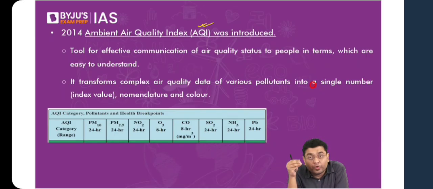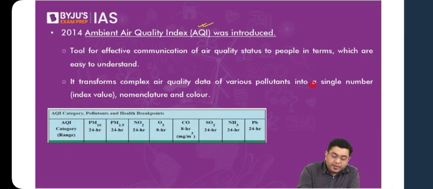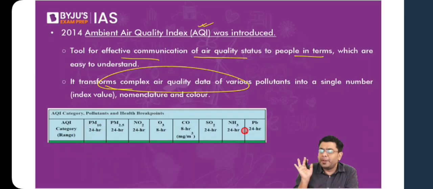So we don't get an idea whether that is good, whether that is bad, whether the amount of pollutant is less or whether the amount of pollutant is more. So that is why a combined index based upon the monitoring of 8 different pollutants, the 8 vital pollutants, was arrived at: a combined index, one number, one index. This was a tool for effective communication of air quality status to people in terms which are easy to understand. And it would transform the complex data of various pollutants into simple nomenclature and color.